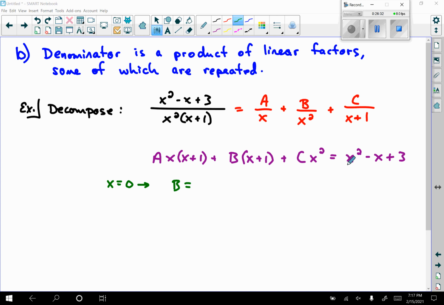Over here, I'll get 0 minus 0, so I'll just get a 3. So b is equal to 3. Next, let's try x is equal to a negative 1.